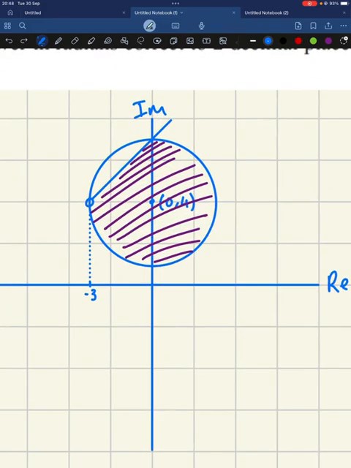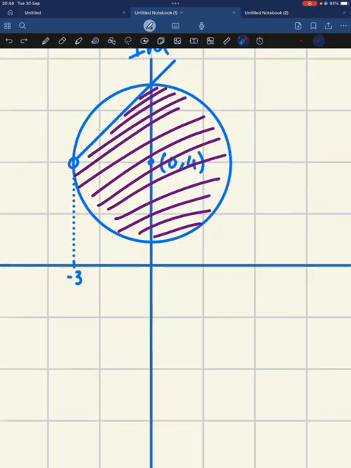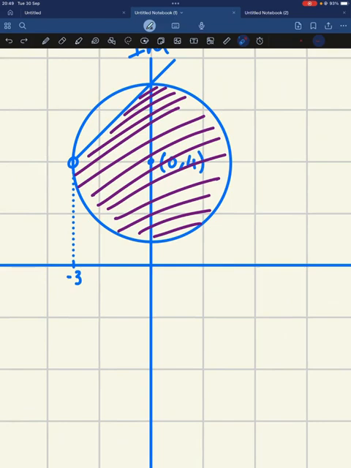Well, if we use our diagram over here, W satisfies this. This is the locus of W minus 4i because it's from this point. But W could lie anywhere on the circle. And we want to find the maximum value of the argument of W. Because W is a complex number, the argument is measured from the origin. So it could be over here. If W was over here, then it's measured like that. So this would be theta, which would be the argument of W.